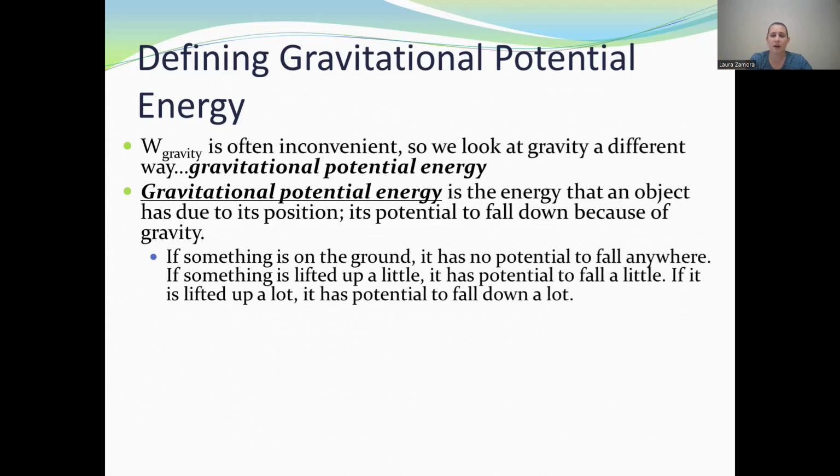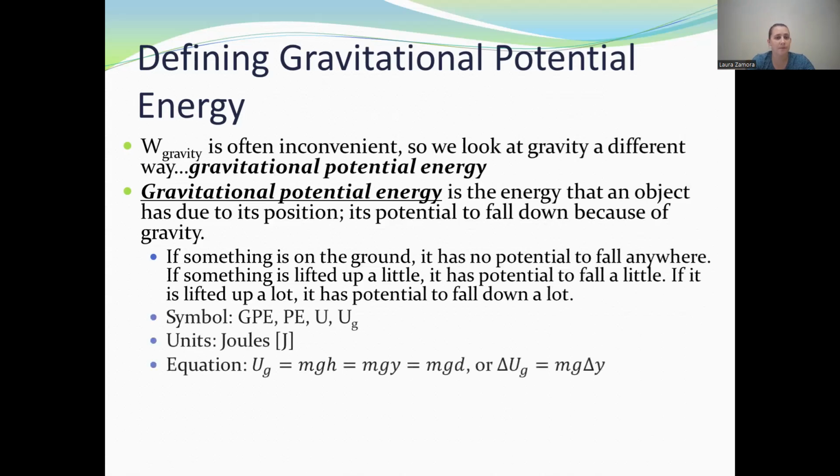Right, so if something is on the ground, it has no potential to fall anywhere, so its gravitational potential energy would be 0. There's no potential to fall. But if we lift it up a little, it has the potential to fall a little. If we lift it up a lot, it has the potential to fall down a lot. So that distance away from that reference point is very important.